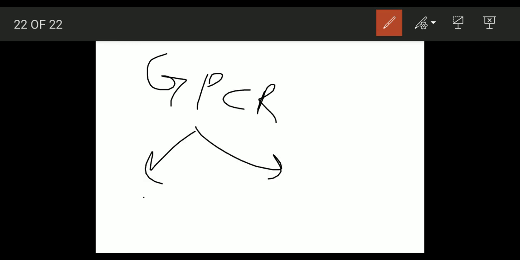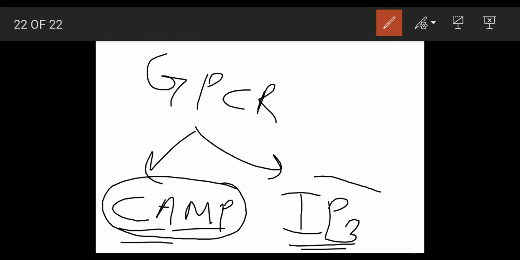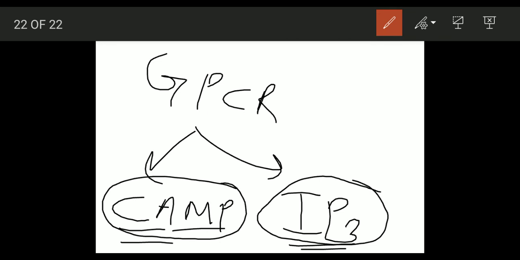Yeah guys, so now let's summarize what we have discussed. We have discussed GPCR. In this we have discussed the cAMP mediated pathway of GPCR and the IP3 mediated pathway of GPCR. Here cAMP acts as the secondary messenger, and in the other pathway IP3 acts as the secondary messenger. Here the enzyme acting is adenylyl cyclase. Here the enzyme acting is phospholipase C.